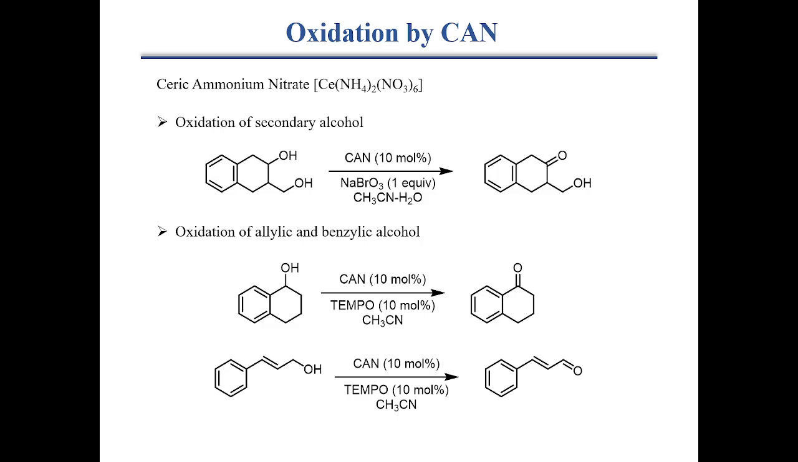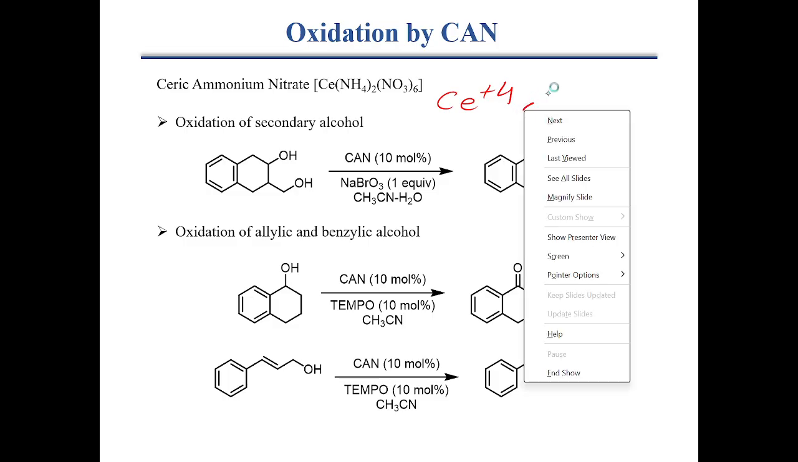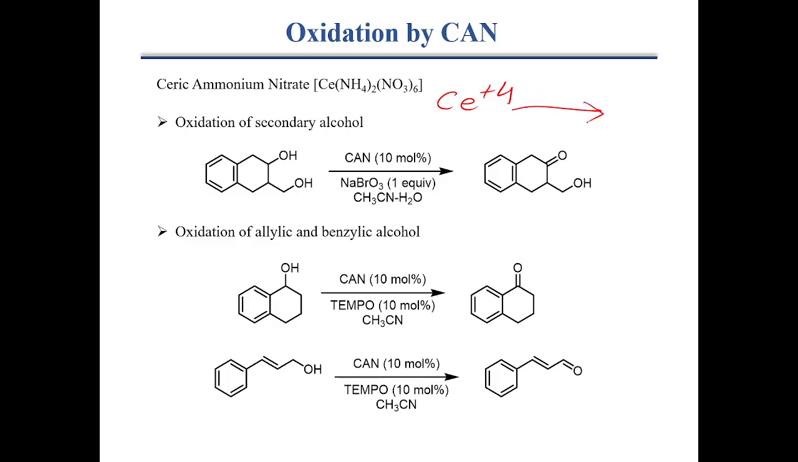So first we'll discuss oxidation by CAN. So CAN is nothing but ceric ammonium nitrate, where cerium is present in plus 4 oxidation state. So it oxidizes, and goes to plus 3 oxidation state. That's why it is self-reduced to plus 3 oxidation state and oxidizes any alcohol to aldehyde or any other reaction.